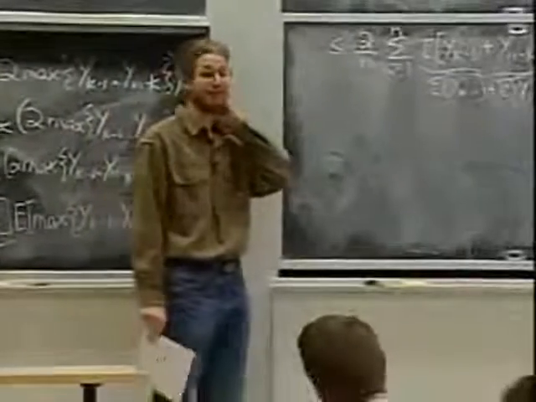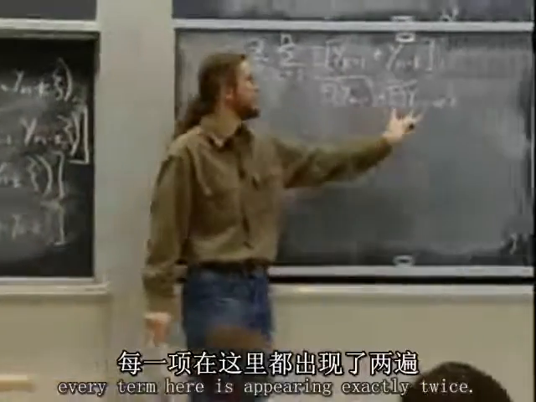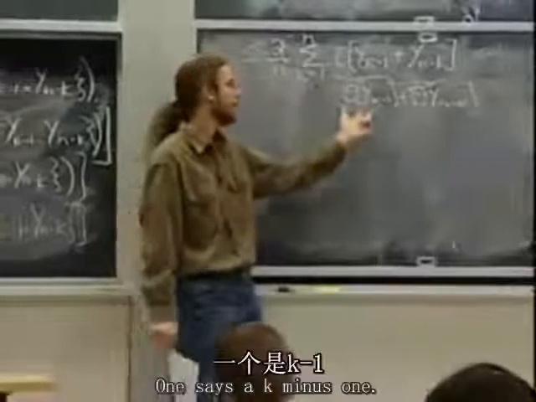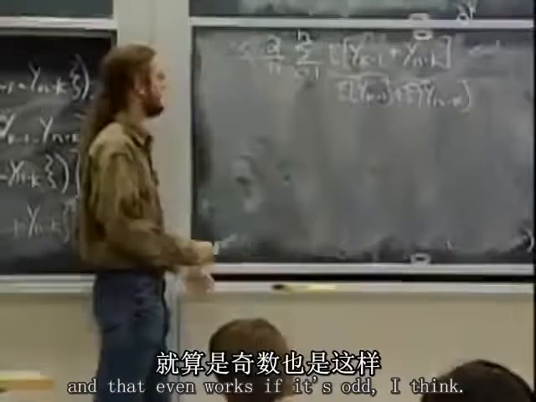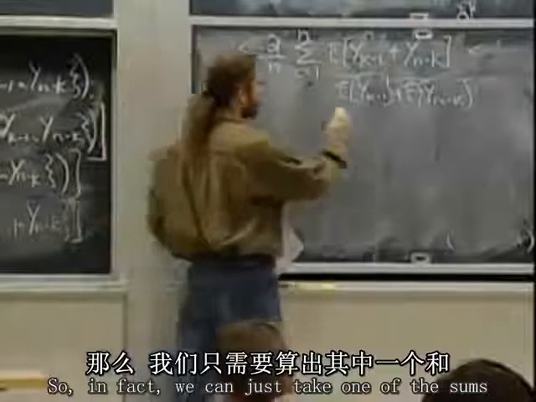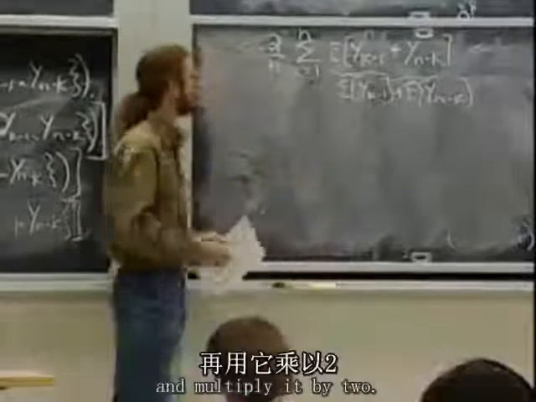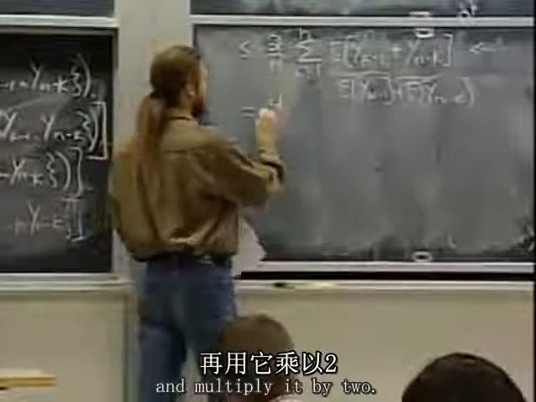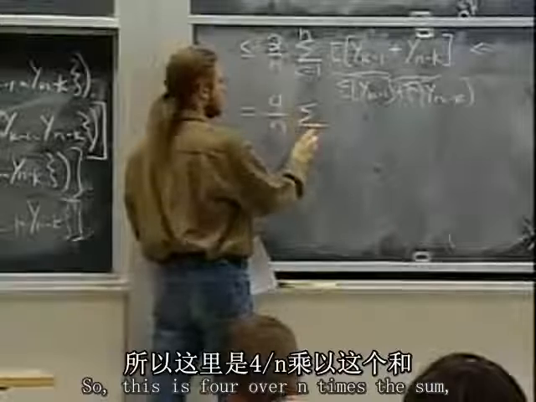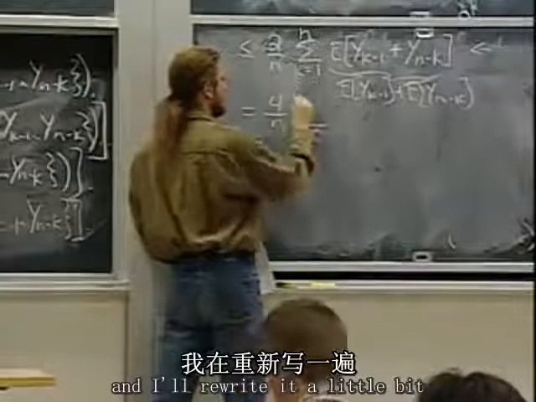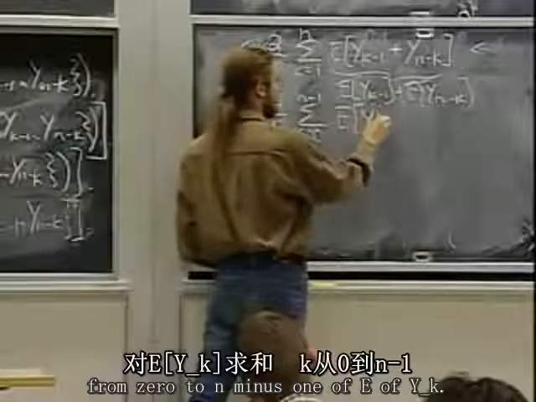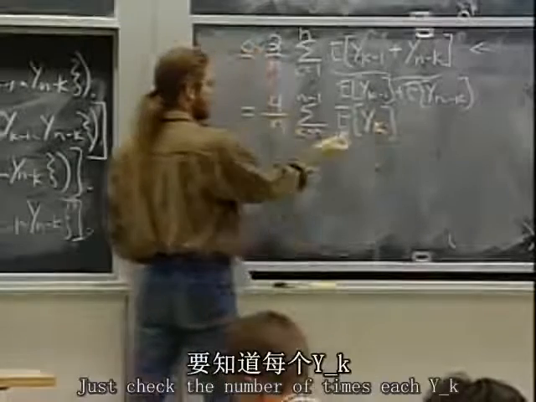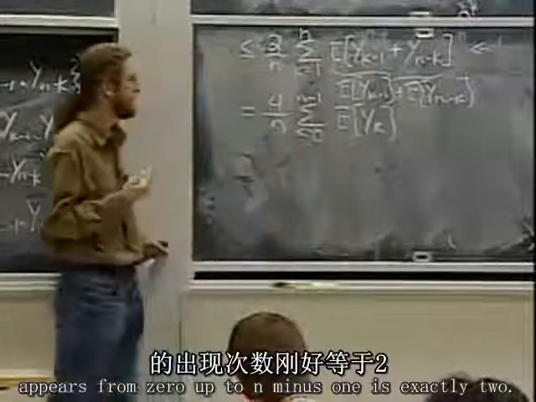They're the same. In fact, every term here is appearing exactly twice. Once as a k minus 1, once as an n minus k, and that even works if it's odd, I think. So, in fact, we can just take one of the sums and multiply it by 2. So this is 4 over n times the sum, and I'll rewrite it a little bit, from 0 to n minus 1 of E of Yk. Just check the number of times that each Yk appears from 0 up to n minus 1 is exactly 2.